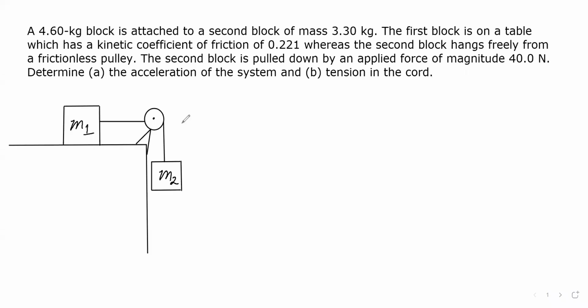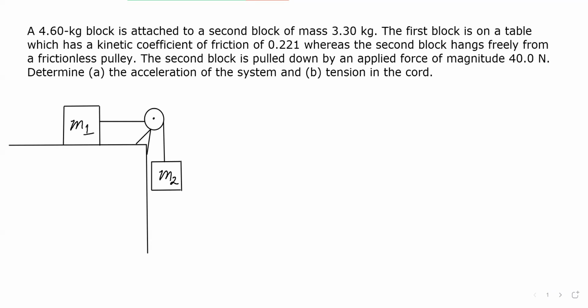A 4.60 kilogram block is attached to a second block, mass 3.30 kilograms. The first object is on a table, which has a kinetic coefficient of friction of 0.221, whereas the second block hangs freely from a frictionless pulley. The second block is pulled down by an applied force of magnitude 40 newtons. Determine the acceleration of the system and the tension in the cord.